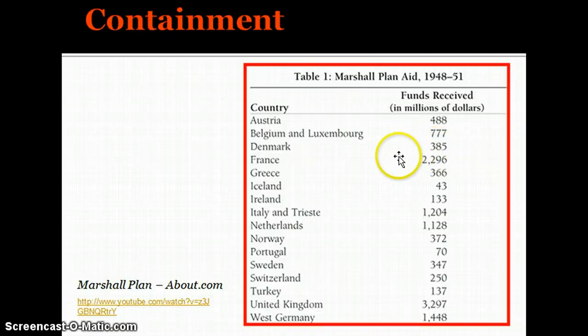We've got France, which received a lot of aid. Remember, most of World War II, or a good amount of World War II, had been fought in France. The United Kingdom received a huge amount of aid from the U.S. They had always been a strong ally of ours. Let's take a look at a quick video explaining how the Marshall Plan worked and what the purpose of it was.